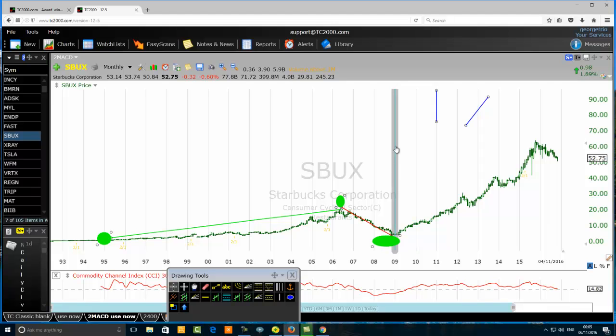Now we can see I put a vertical line here because in 2009 the S&P 500 also started a new bullish trend. At the time when the Starbucks previous cycle was ending, the market itself also began a bullish trend, and Starbucks was following the market. So let's begin our wave count.